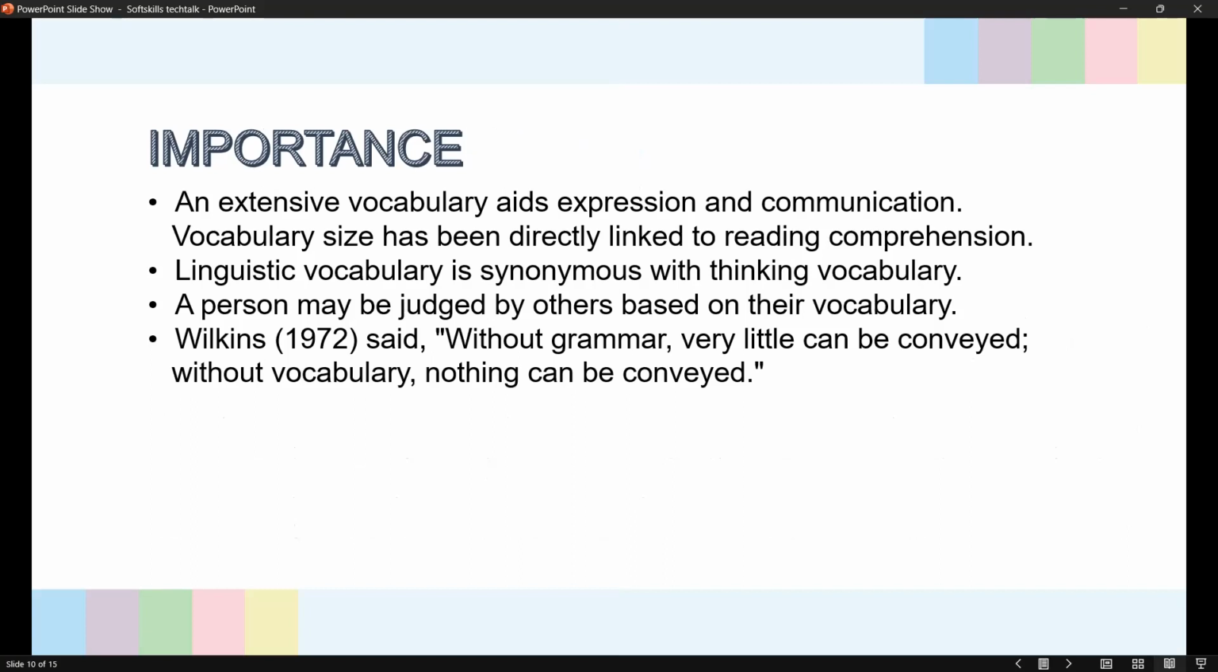Importance of vocabulary. An extensive vocabulary aids expression and communication. Vocabulary size has been directly linked to reading comprehension. Linguistic vocabulary is synonymous with thinking vocabulary. A person may be judged by others based on their vocabulary. Wilkins, 1972, said, "Without grammar, very little can be conveyed. Without vocabulary, nothing can be conveyed."